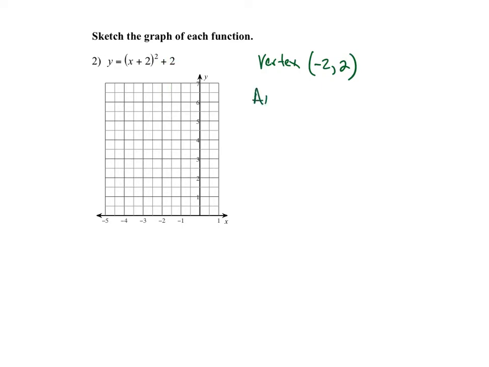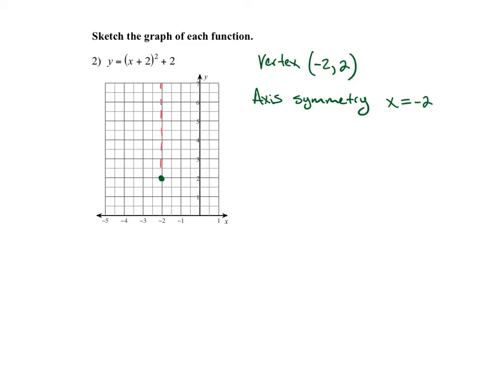My axis of symmetry is x = -2. Again, it's the same value of x as on the vertex. Now I'm just going to mark those points. So (-2, 2) is this point right here. I'm going to draw my axis of symmetry around here.